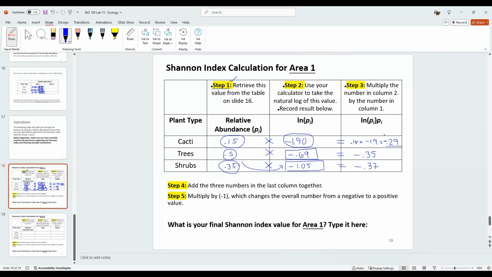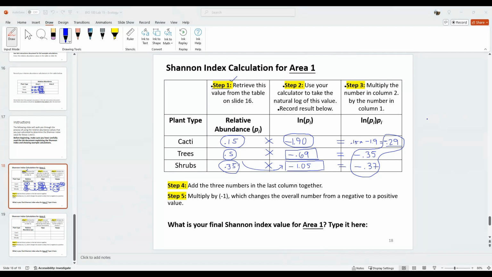Okay, so we've completed those calculations. As you can see, step 4, add these three numbers together. Add the three numbers in the last column together. And then step 5, multiply by negative 1. Basically, all this does is it changes the negative value to the positive value. Whatever we get in this column is going to be negative, but we don't want it to be negative. We want it to be positive, so we basically just flip it to a positive number.